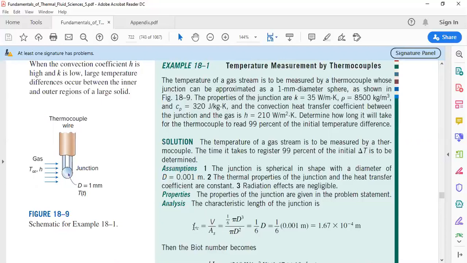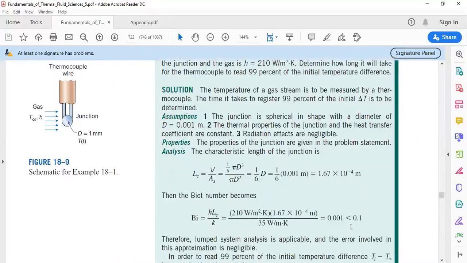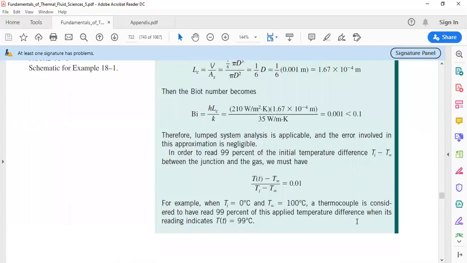So to calculate the characteristic length, it's the ratio between the volume of the junction to its surface area. The volume of the sphere, as we all know, is 1/6 pi d to the power 3, while its surface area is simply pi d square. So that gives us 1/6 of the diameter, that's 1.67 times 10 to the power minus 4. We calculate the Biot number, we find it equals 1 times 10 to the power minus 3, which is obviously less than 0.1. So the lump capacitance method is applicable and valid.